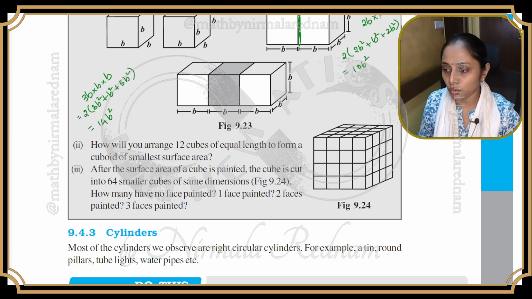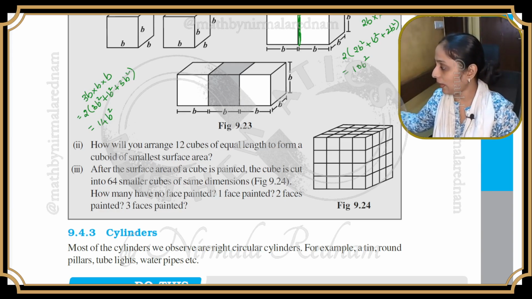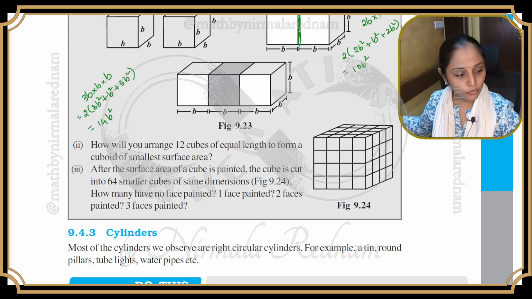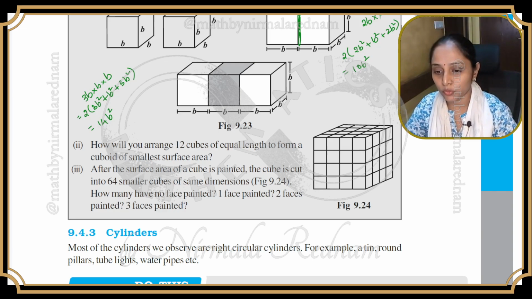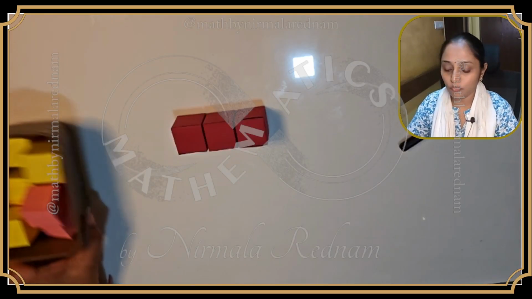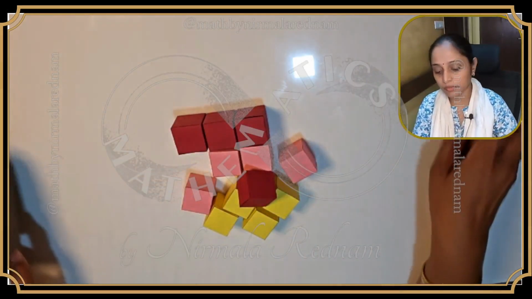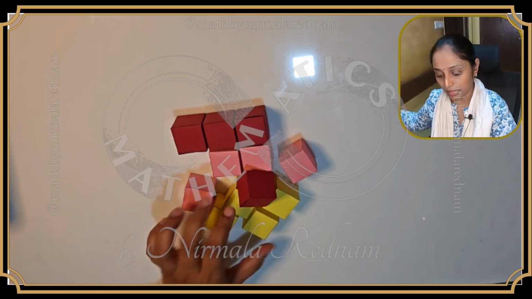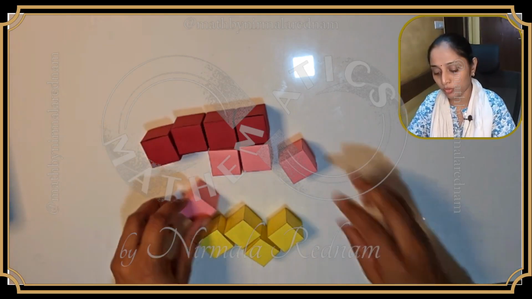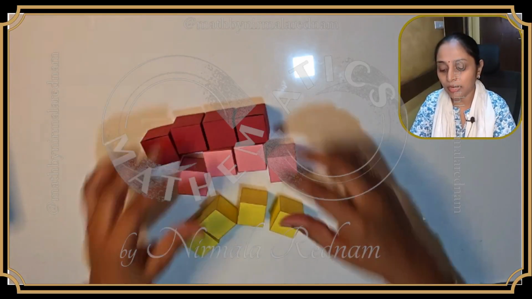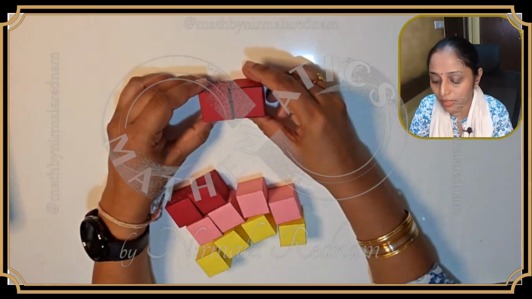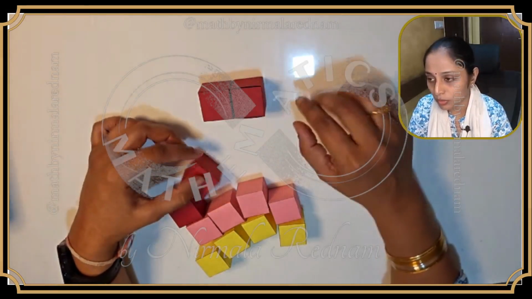Let me first show you, I have actually made 12 cubes. I'm going to show you what they are talking about, what are the possibilities. So if you can see here, I have got 12 cubes, right? You've seen that with the 2 cubes, they have made a cuboid, right? And that's the only possibility.